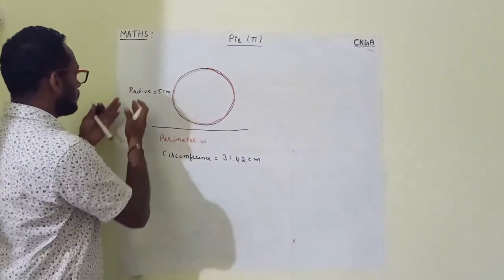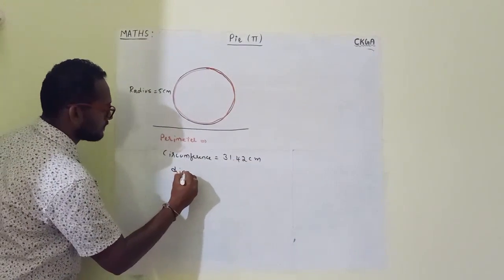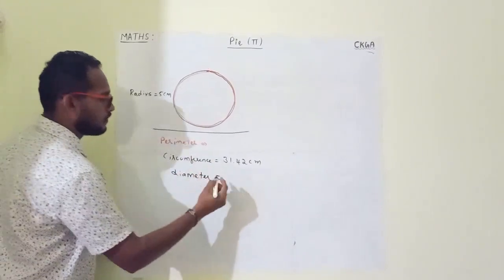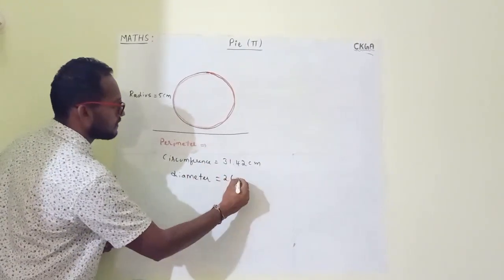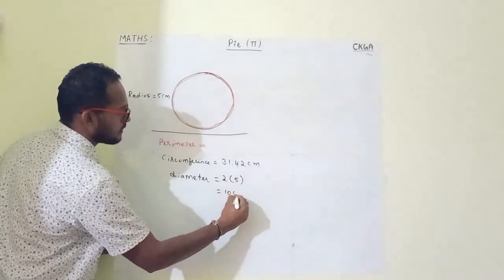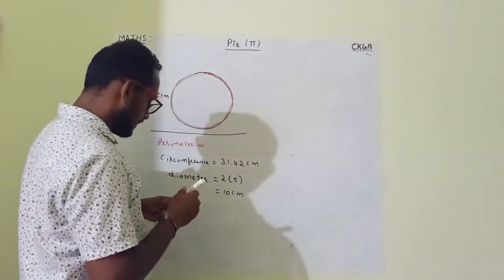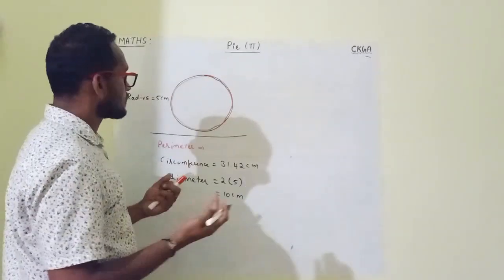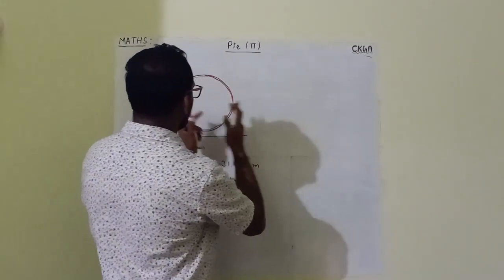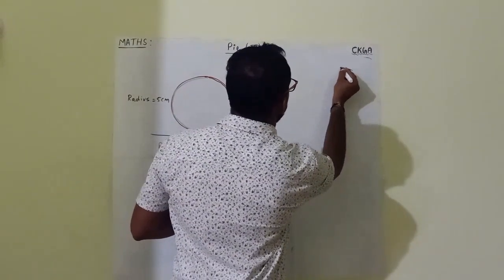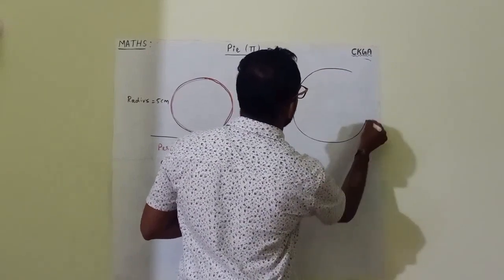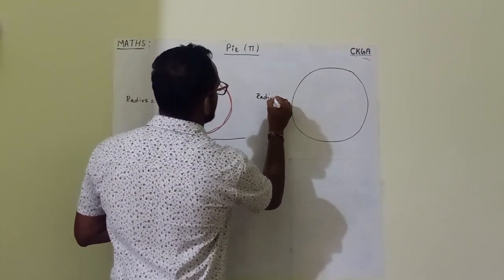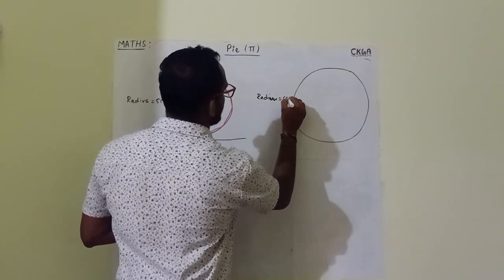Then I'll take the radius and find the diameter. What is the diameter? As you know, it is twice the radius, that is 2 times 5, which is 10 centimeter. Let me take another example. I will draw another circle of radius 6 centimeter, a little bigger than the first circle. Here I'll write the radius: 6 centimeter.